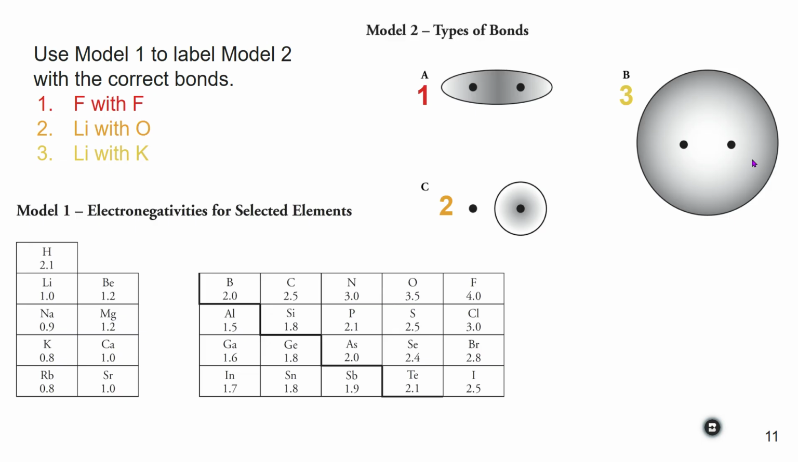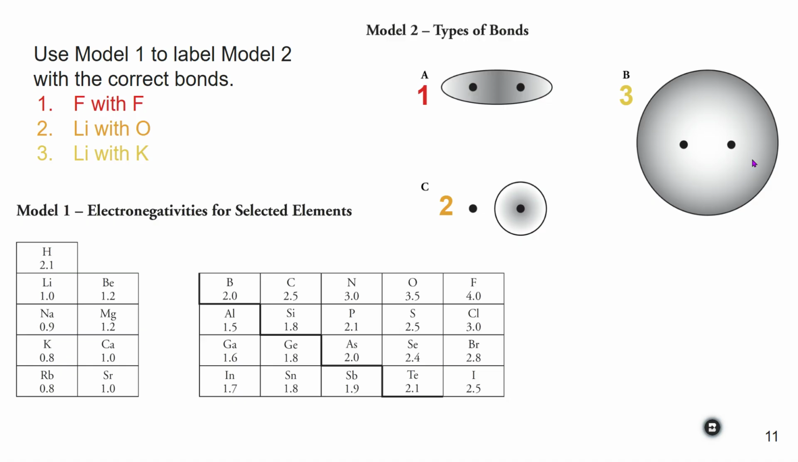Hopefully this is what you came up with. So A would pair up with number 1. Here's why this makes sense. Two fluorine atoms will have the same electronegativity values, so they're going to both be pulling hard for that electron and trying to steal it from one another. If you look at model B, that again is that loose sharing of electrons. That matches up with lithium and potassium.